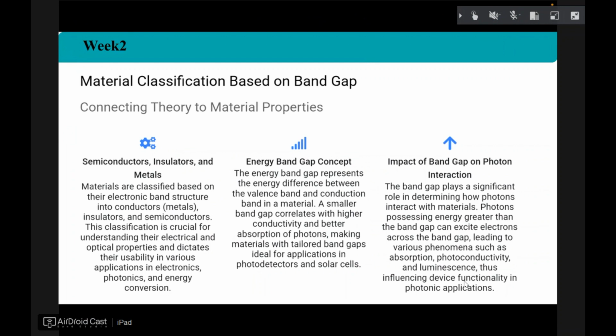So what is the impact of band gap on photon interaction? The band gap plays a significant role in determining how photons interact with materials. Photons possessing energy greater than the band gap can excite electrons across the band gap, leading to phenomena such as absorption, photoconductivity, and illumination, thus influencing the device functionality in photonic applications.